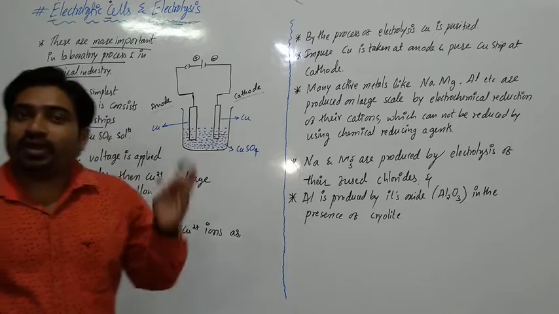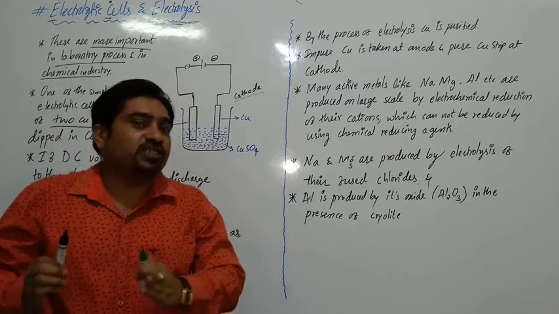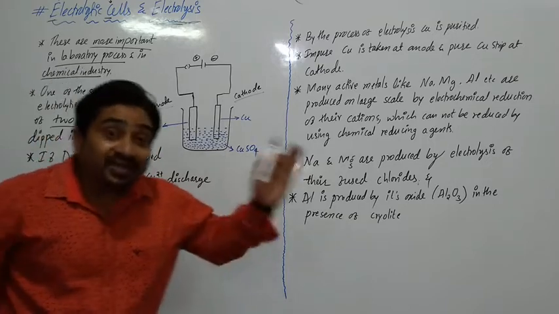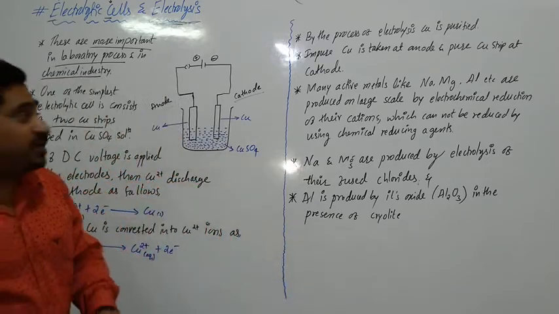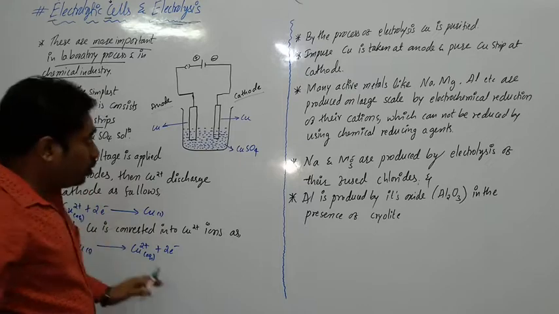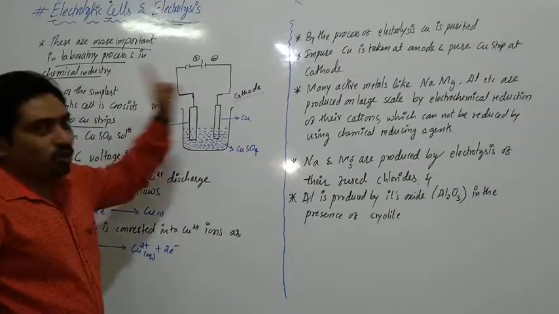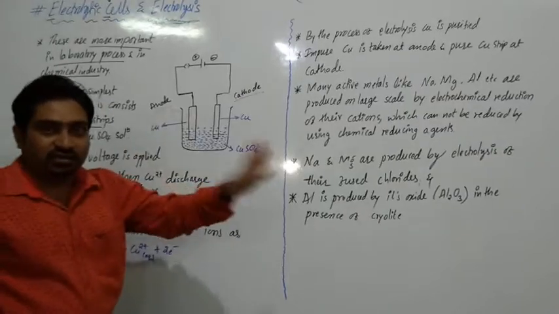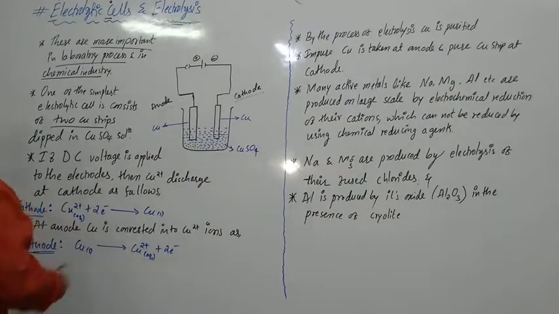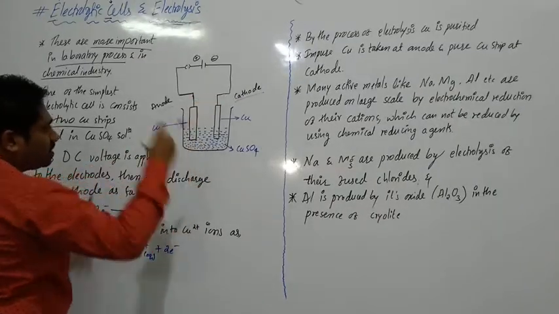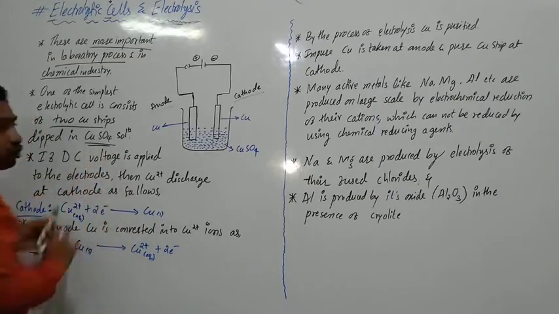The electrode at which oxidation takes place is called the anode, and the electrode at which reduction takes place is called the cathode. So by convention, anode means oxidation, cathode means reduction. Fix that in your mind. These two copper strips are dipped in the very same solution, copper sulfate solution.